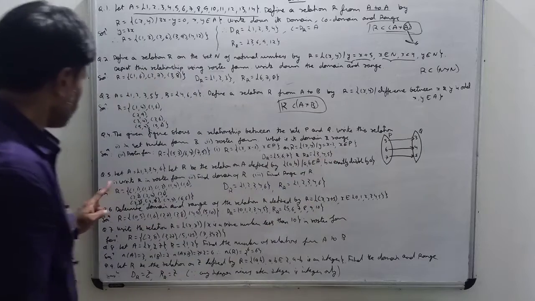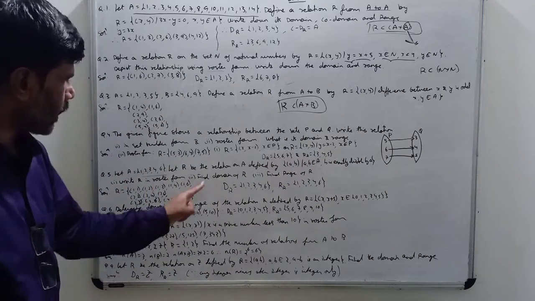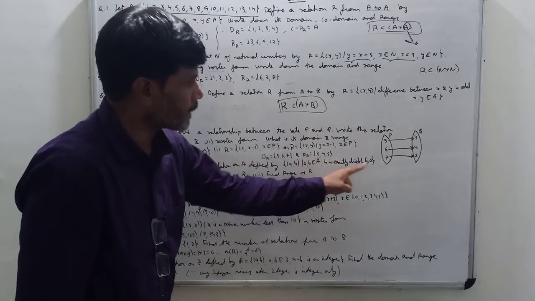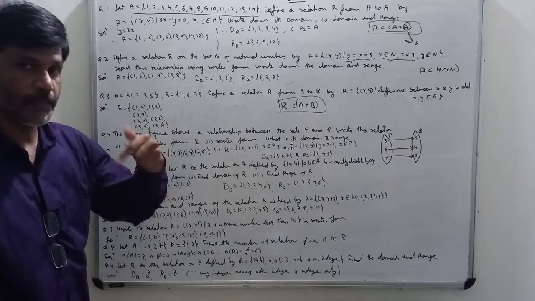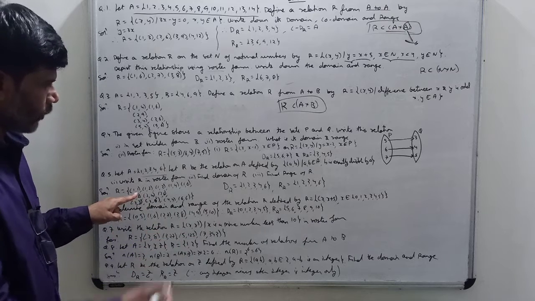Okay. Now question number 5. Let A be the set {1, 2, 3, 4, 6} and R be the relation on A defined by (a, b) where b is exactly divisible by a. b is exactly divisible by a means b is a multiple of a, also I can write. So here from A to A we want to find out.